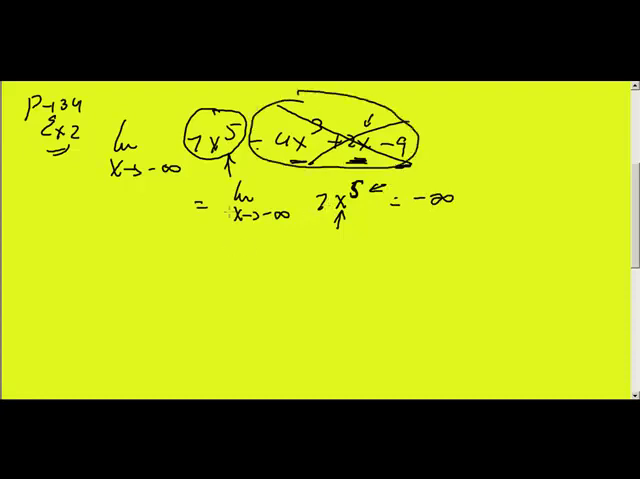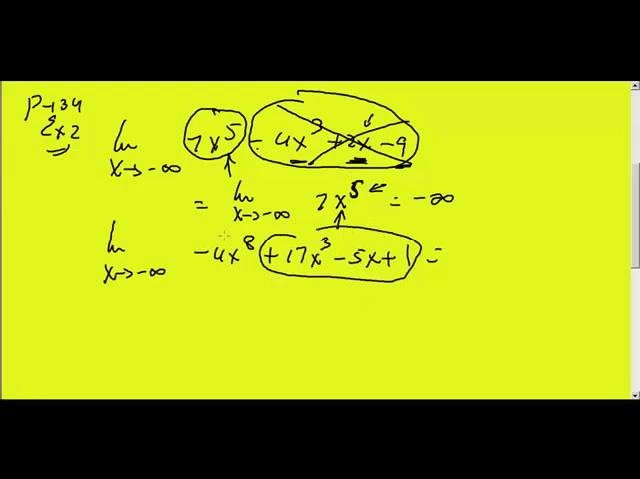Okay, let's say we have something like this: the limit as x goes to negative infinity of negative 4x to the 8th plus 17x to the 3rd minus 5x plus 1. We don't need to worry about all of this because the big dog here will tell us what will happen. So I might as well just look at the limit as x goes to negative infinity of negative 4x to the 8th. If I put in a big negative number and raise it to an even power, it becomes positive, but the negative in front turns it back into negative, so it's going to go to negative infinity.